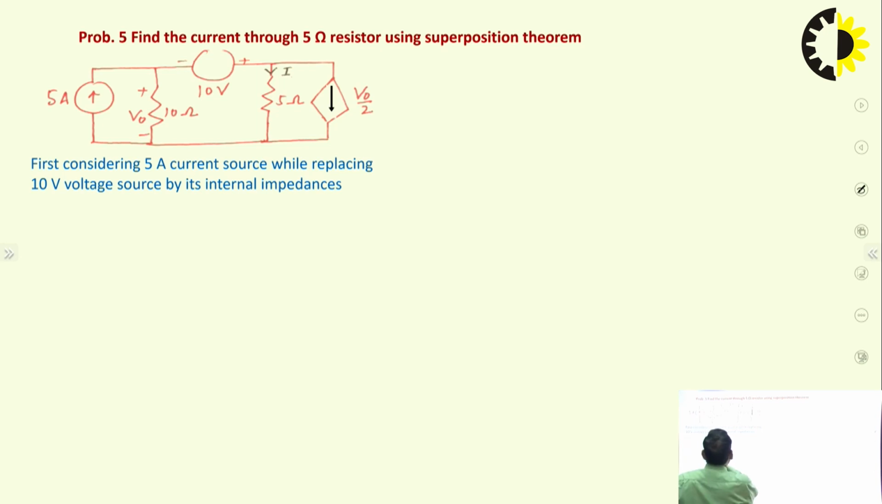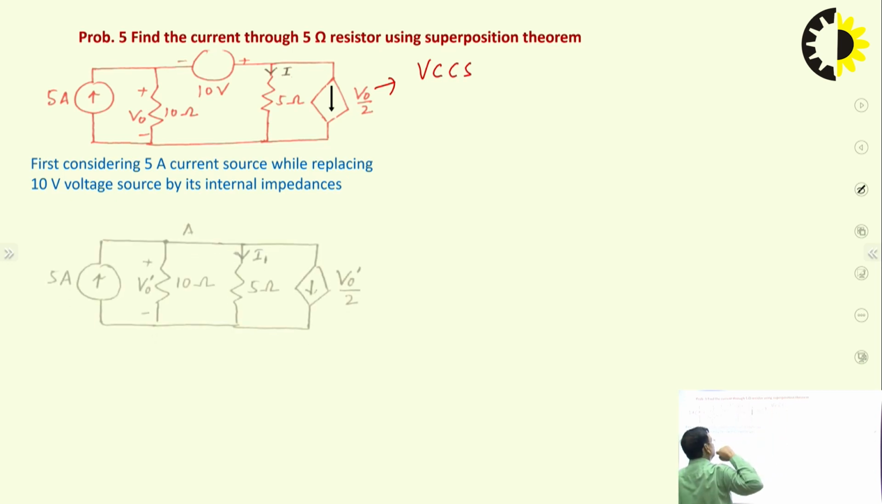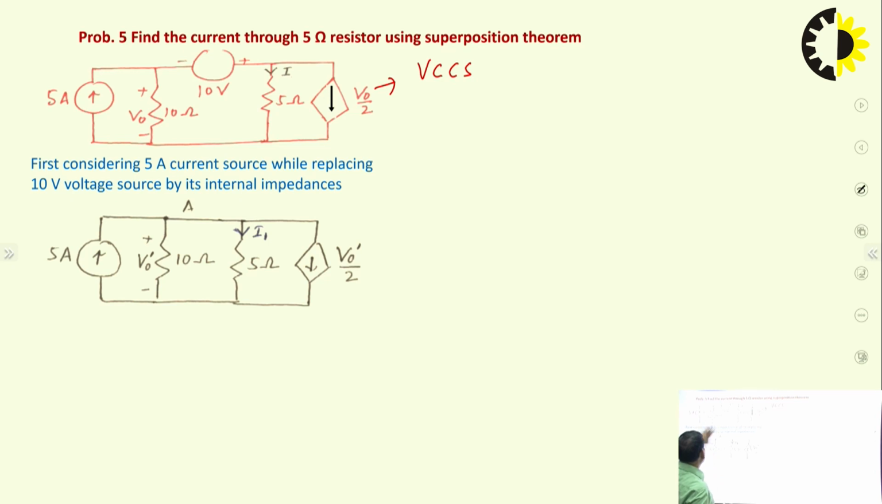Now look at another example. Find the current through the 5 ohm resistor using the superposition theorem. Again there are 3 energy sources, 2 independent and 1 dependent. This is a voltage controlled current source, a current source controlled by the voltage of this. So take one energy source, say the 5 ampere current source, while replacing the 10 volt voltage source by its internal impedance.